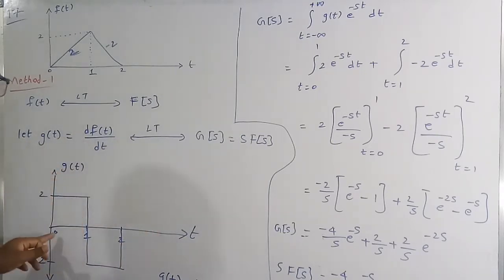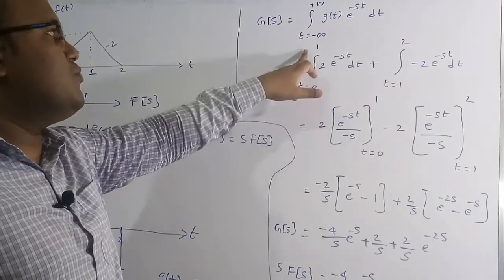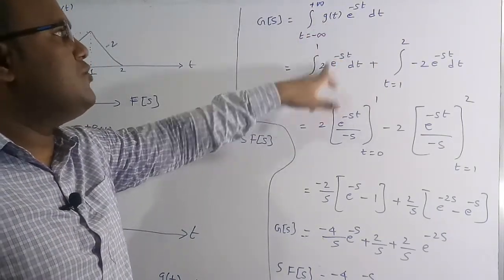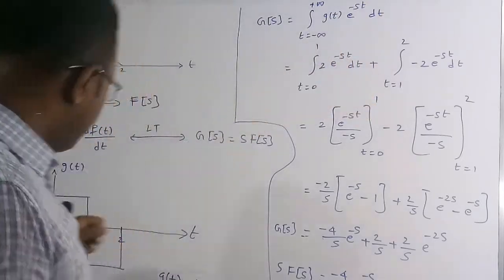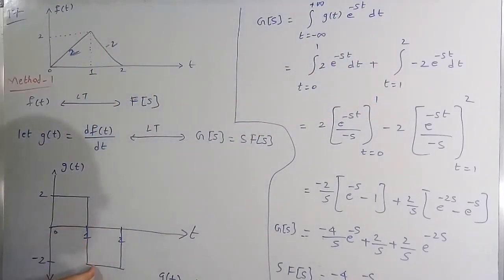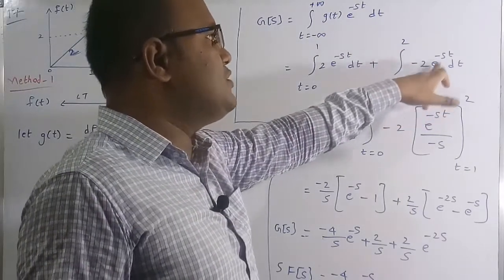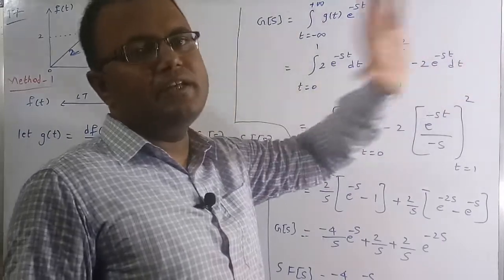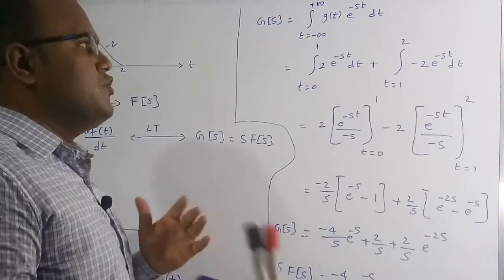So from 0 to 1 it is going to have a value of 2. So from t equal to 0 to 1 this g of t is going to have a value of 2, and the remaining thing is the same, e to the power of minus st into dt, plus, because from 1 to 2 this function is going to have minus 2, from 1 to 2 minus 2 e to the power of minus st into dt, and for the remaining integration domain it is 0.